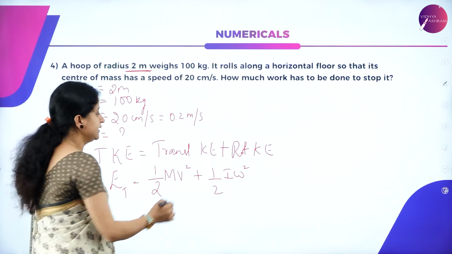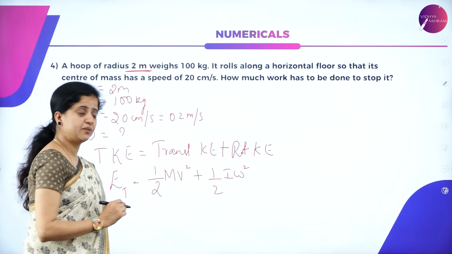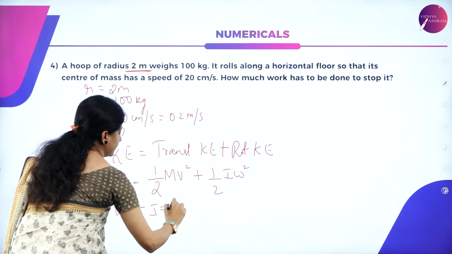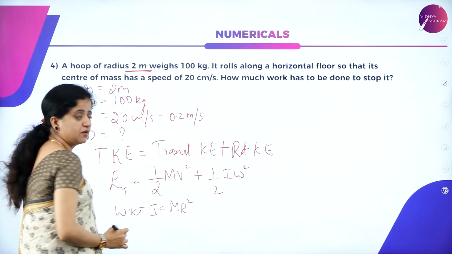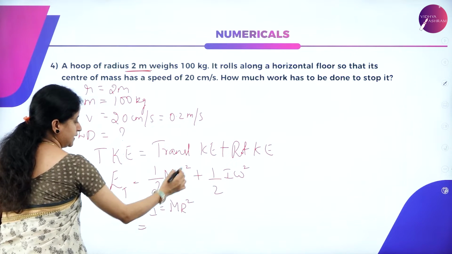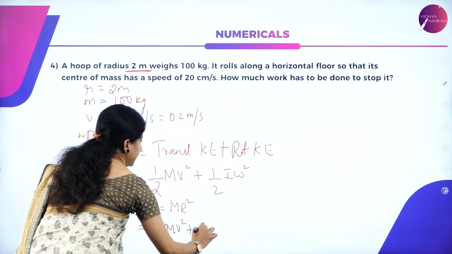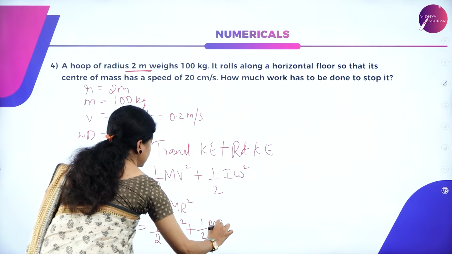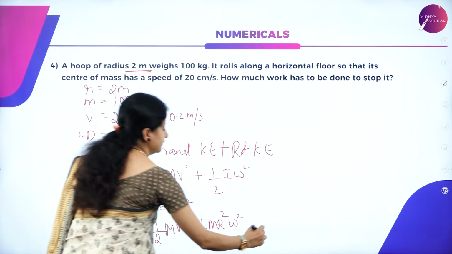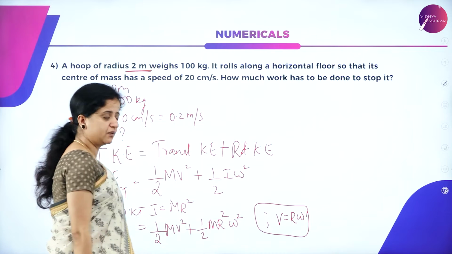For a rotating body, the kinetic energy is stored and it can be calculated as I omega square divided by 2. We know that I is equal to mr square, that is, moment of inertia is equal to mr square. So we can substitute the value of I by mr square and we get the above expression as half mv square plus half mr square omega square. We know that V is equal to R omega.